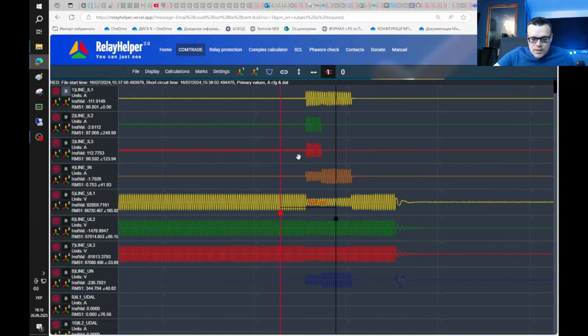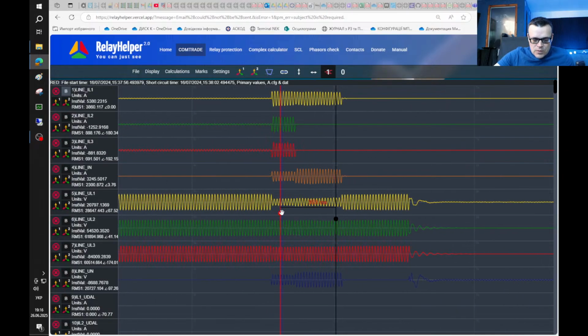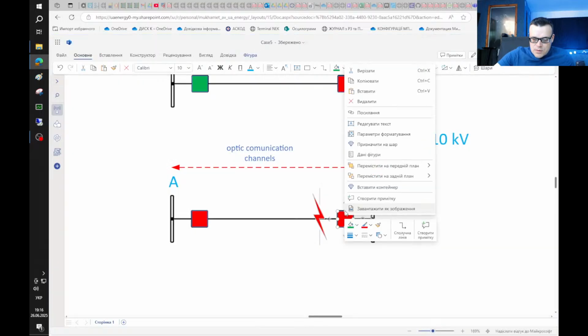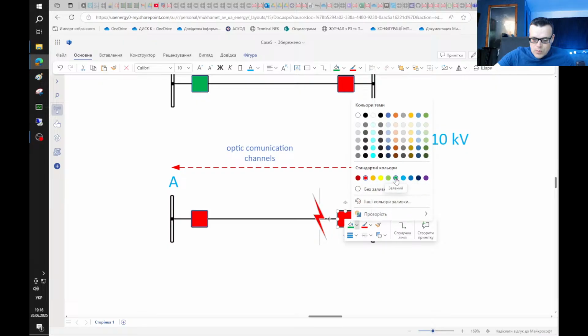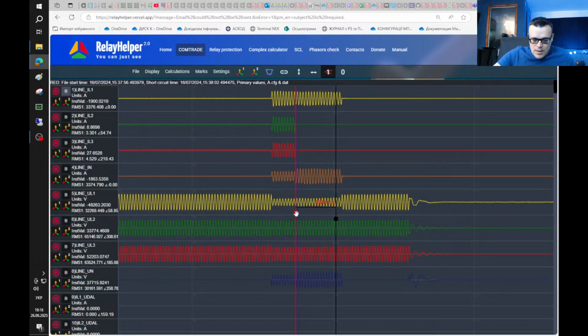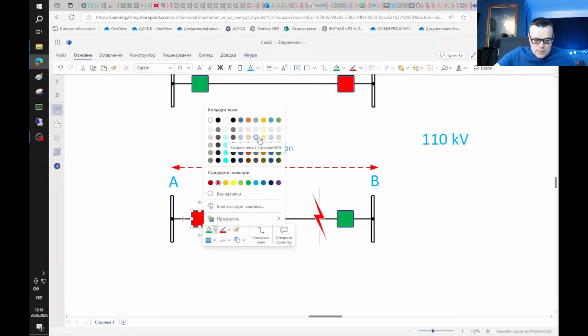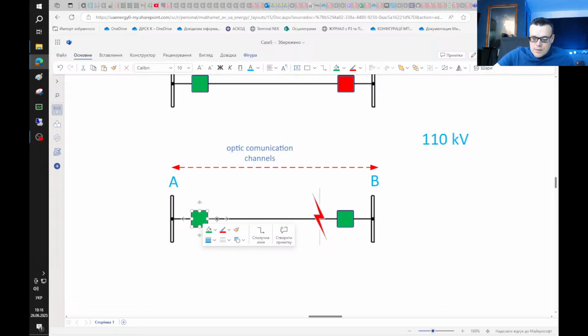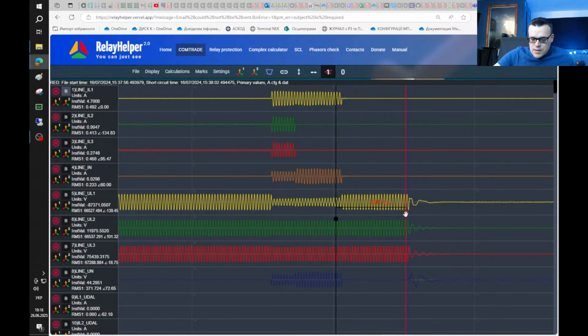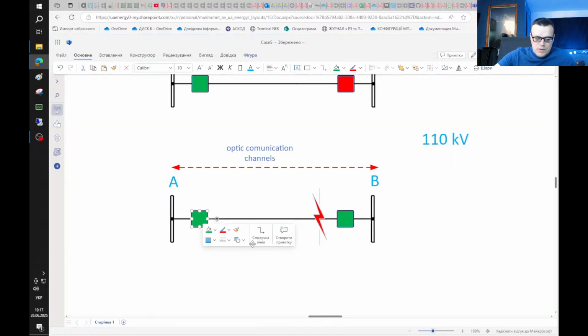Okay, so we have also a phase A to ground short circuit. At this point, this circuit breaker was opened. Here the fault was cleared by the substation A side. But at this point we lost the voltages on this bus.